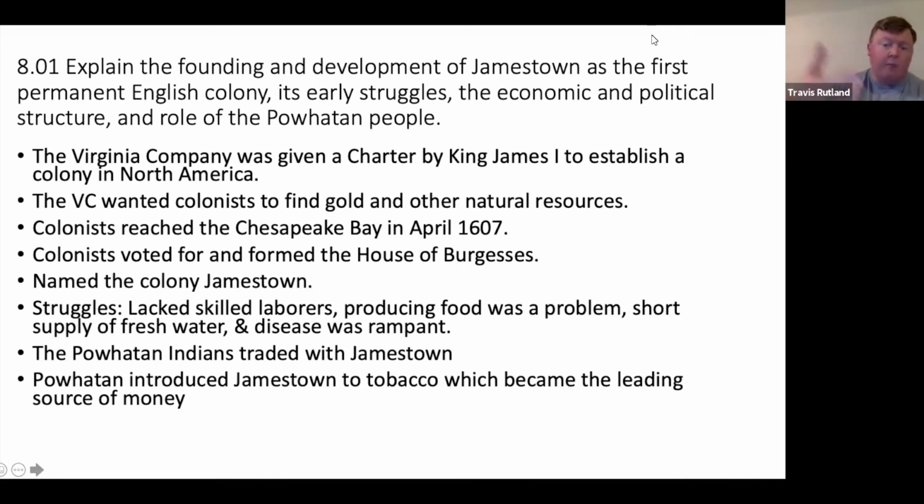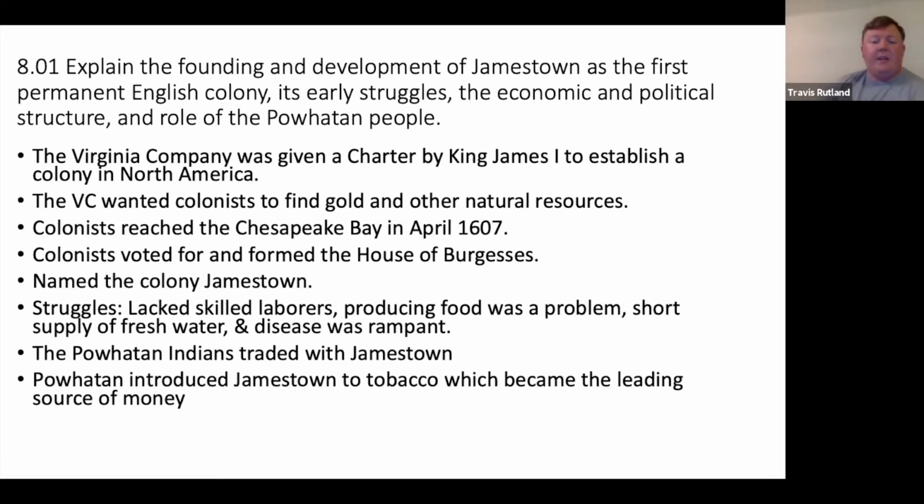The Virginia Company was given a charter by King James I to establish a colony in North America. The Virginia Company wanted colonists to find gold and other natural resources. These colonists reached the Chesapeake Bay in Virginia in April of 1607. For their political structure, they voted for and formed the House of Burgesses. This is what the House of Representatives is based on. And they named the colony Jamestown after King James I.